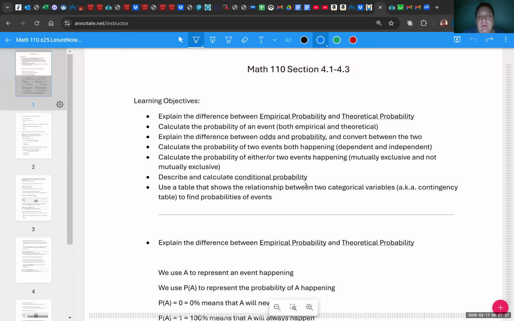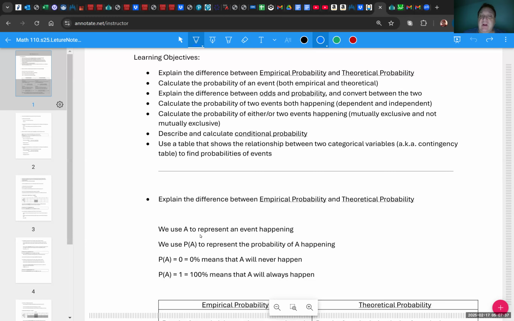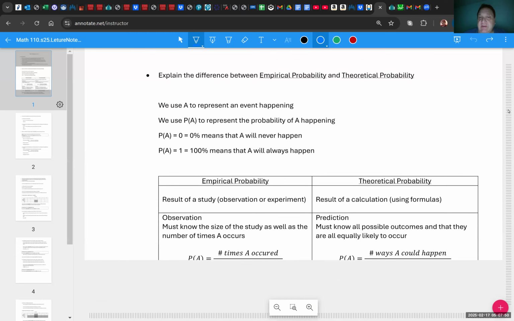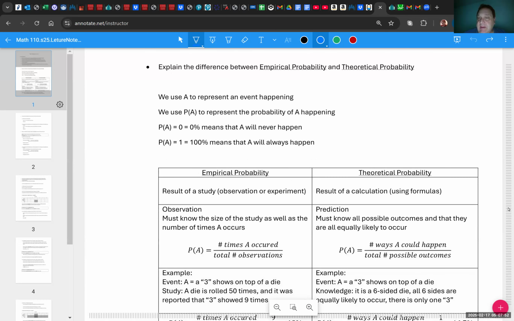Okay, so let's get started with the first learning objective, which is to explain the difference between empirical probability and theoretical probability. What I've done here is start off with some notation that we use pretty much all the time, just to clarify these letters. Then I have a table, a side-by-side comparison, so you can see the difference between empirical and theoretical probability.